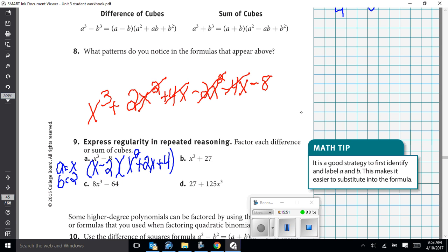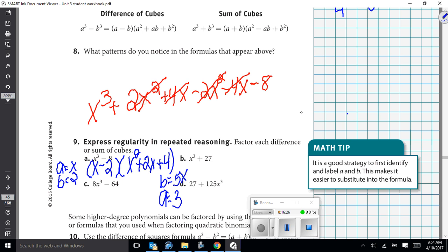Alright, so I guess let's try D. That one's a little crazy. Oh, I did D. Oh, you guys are going to do that one too. Alright, so let's look at D. So we have 27 plus 125x cubed. So what's the cube root of 27? 3. So our A equals 3. And what's our B? What's the cube root of 125? So 5x. So now this is a sum of two cubes.